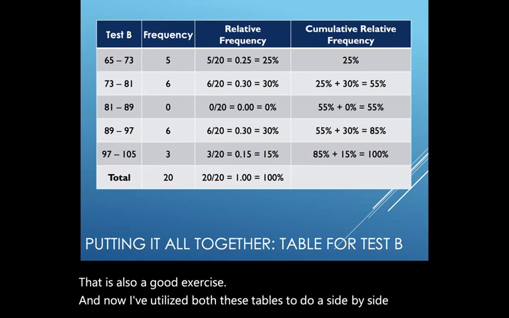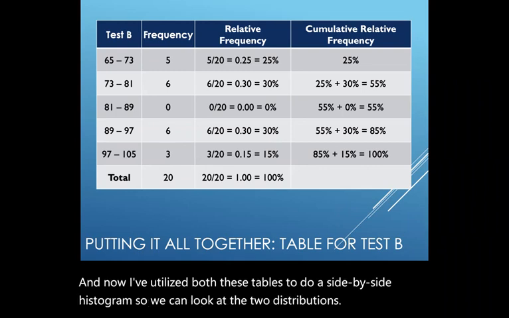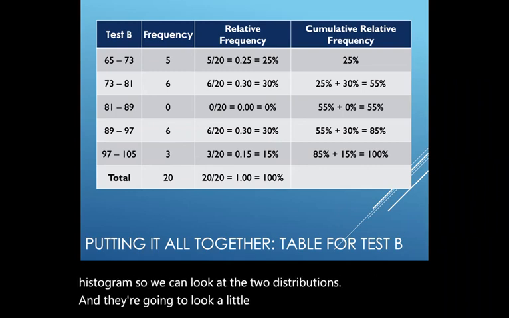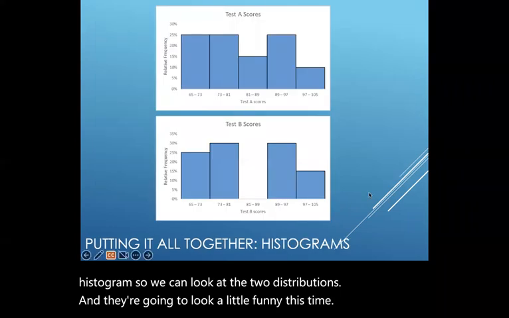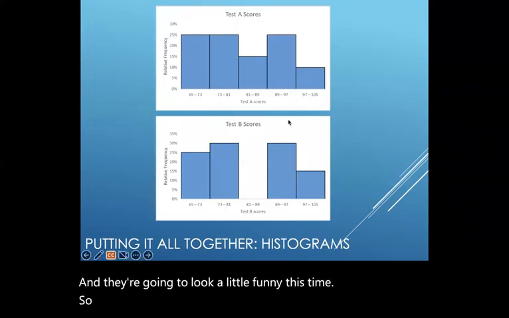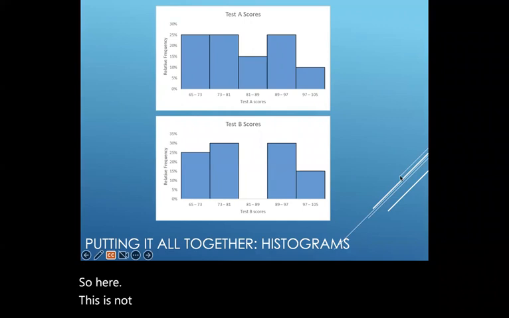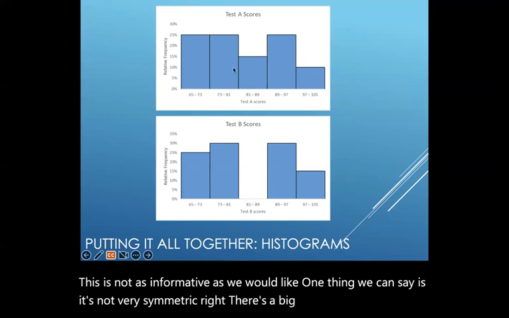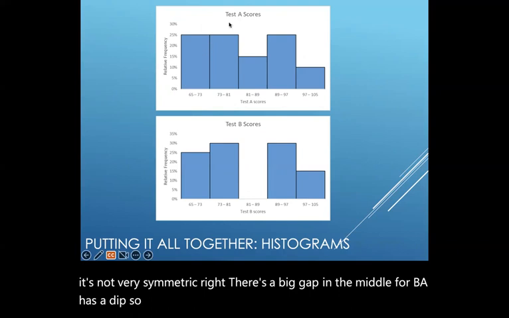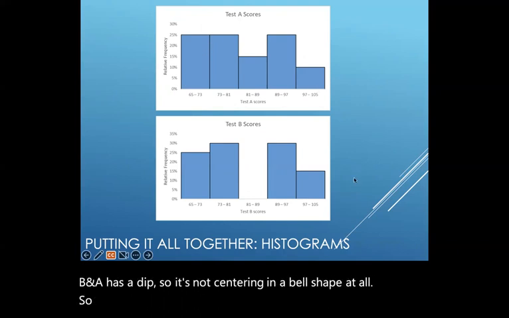So we can look at the 2 distributions. And they're going to look a little funny this time. So here, this is not as informative as we would like. One thing we can say is it's not very symmetric, right? There's a big gap in the middle for B, and A has a dip. So it's not centering in a bell shape at all. So it's some other kind of distribution.